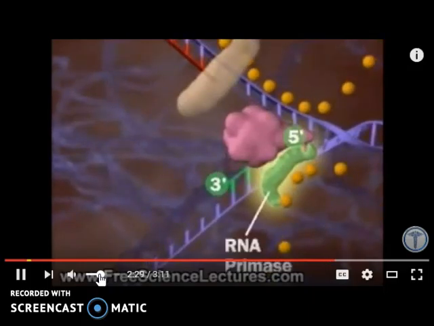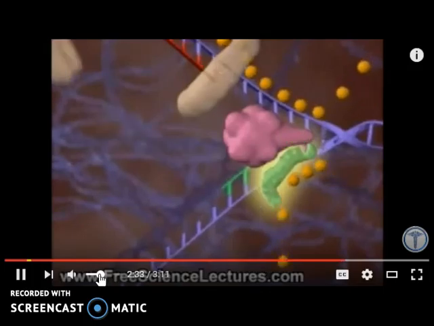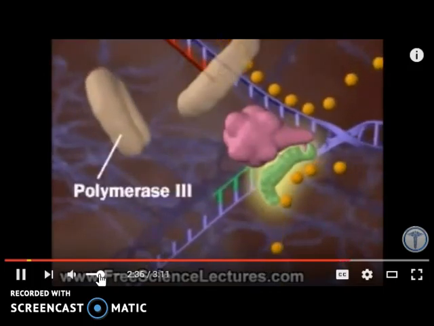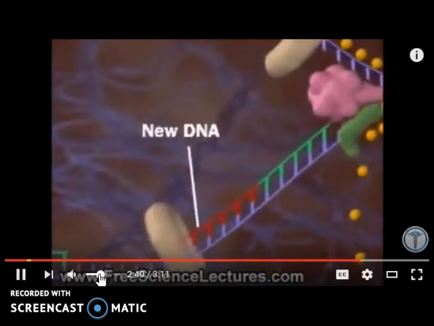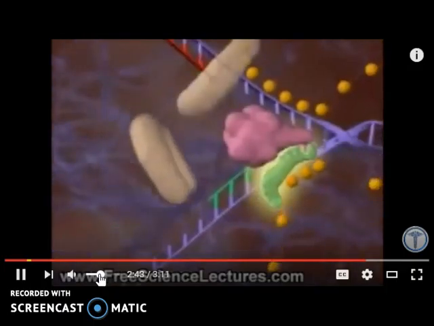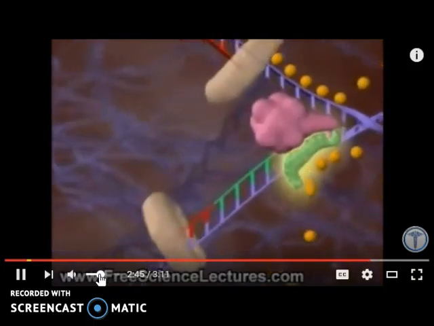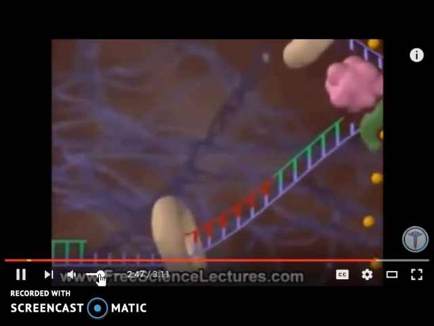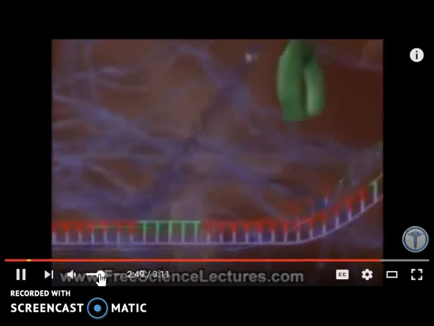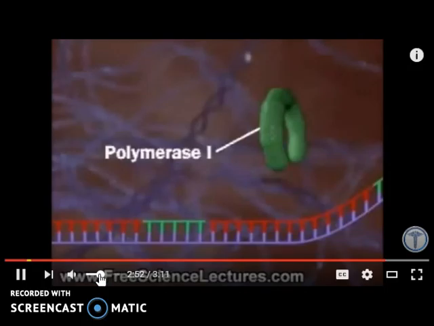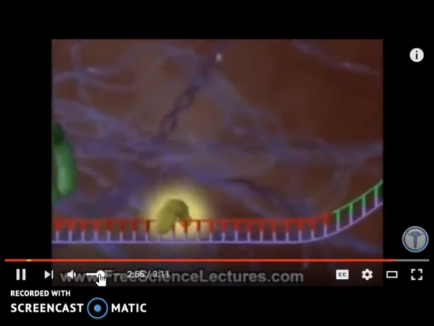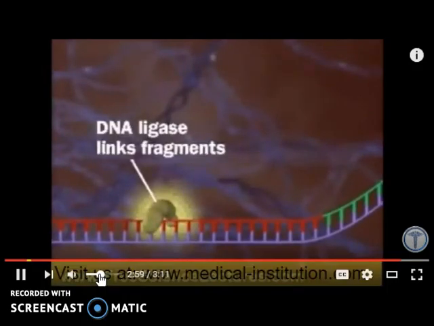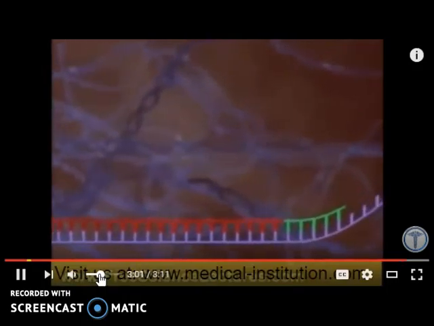First, an RNA primase lays down an RNA primer. Then, DNA polymerase III lays down new DNA. The process repeats again and again. DNA polymerase I replaces the RNA primers with DNA. Finally, DNA ligase links the Okazaki fragment.